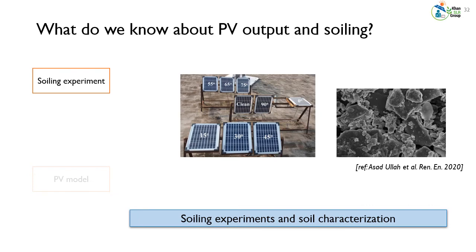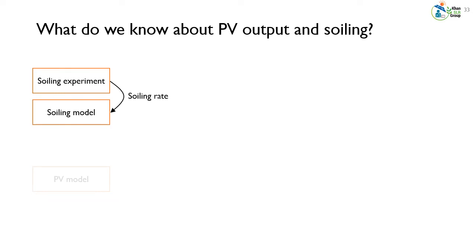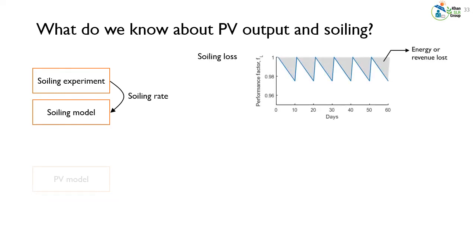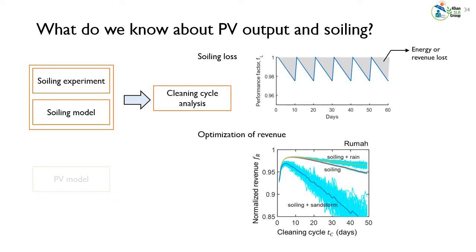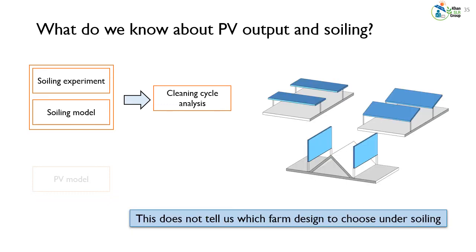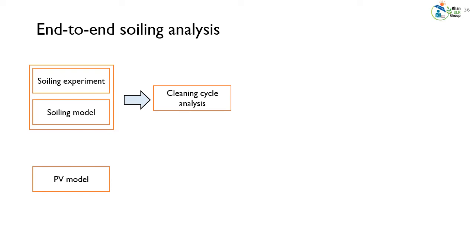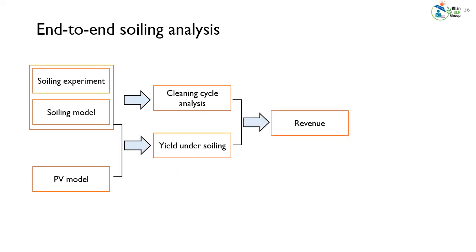And we can do soiling experiments. We can find out the soiling rates, right? Feed it to our soiling model, and using that soiling model, we can do cleaning cycle analysis to find the optimum cleaning cycle. Now, this doesn't really tell you which of these farms would be best. That is why we need to couple the PV model with the soiling model. We need to figure out what is the yield under soiling and then figure out what is the revenue.